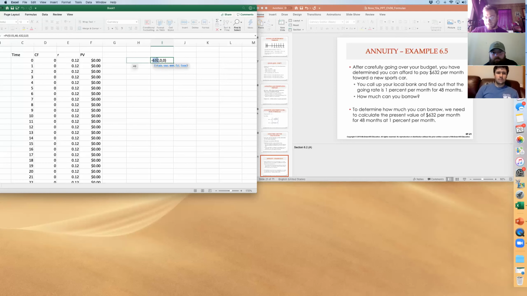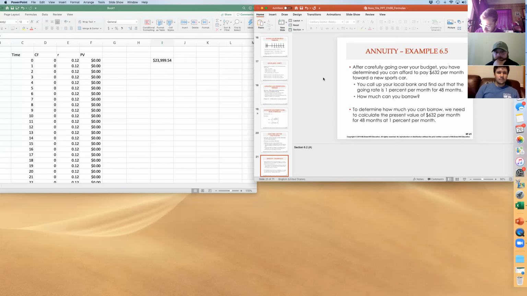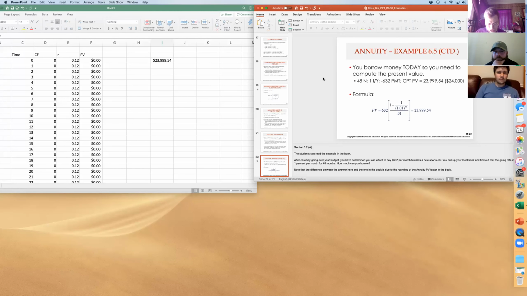Or you could actually close up the equation right after the payment, because everything else after it are zeros. Excel will recognize that the same as putting a 0 in, as if you just leave it blank. And so your answer to this question is that you will actually be able to borrow just about $24,000. Okay.